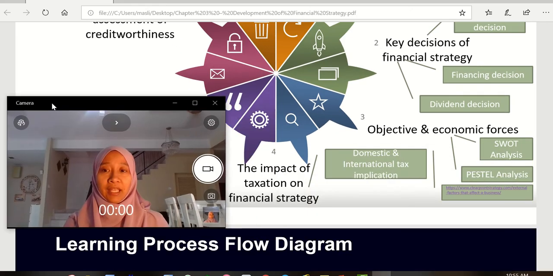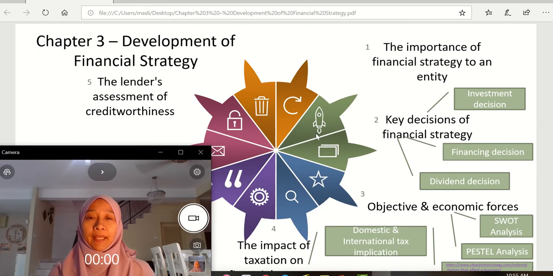So now let's look at the overall objective, or the coverage of chapter 3 on the developments of financial strategy. We will look at the importance of financial strategy to an entity, and then subsection 2, we will look at the key decisions of financial strategy. The key decisions of financial strategy can be divided into investment decision, financing decision, and dividend decision. We will look into these elements in more detail in the later chapters.